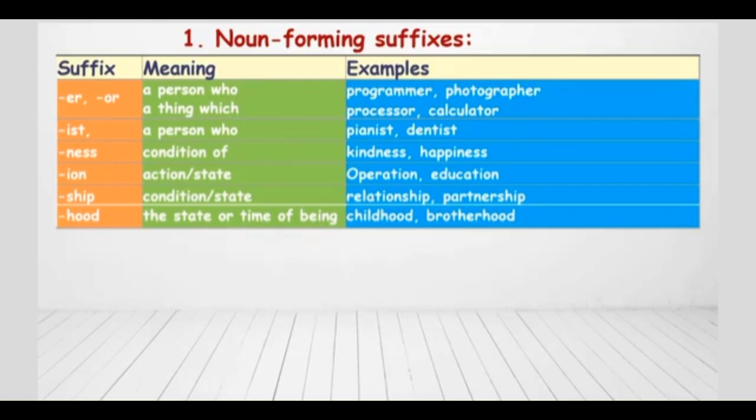IST, the meaning here is a person who. Examples, say pianist, dentist. More examples, psychologist.